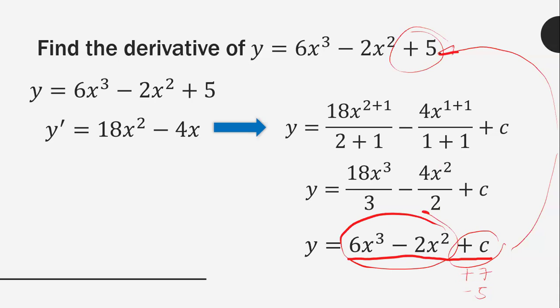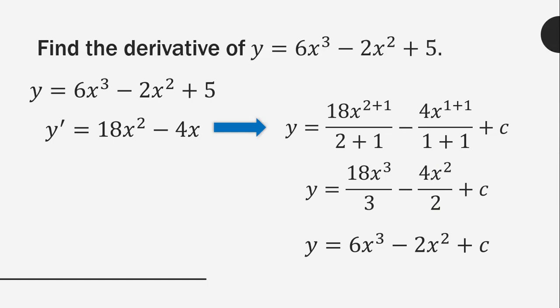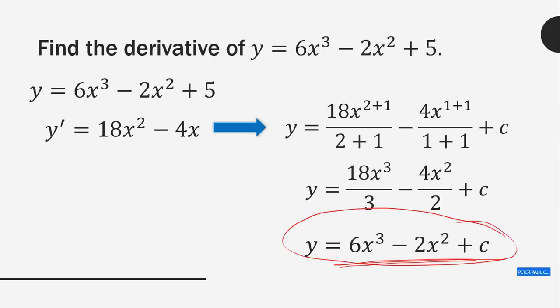When we get the derivative of this one, we will always go back to this y prime, right? Because the derivative of 6x cubed is 18x squared. And the derivative of 2x squared is negative 4x. And what is the derivative of a constant? It's always 0. So this forms the family that embodies the general antiderivative of the function. So this is what you call the general antiderivative.